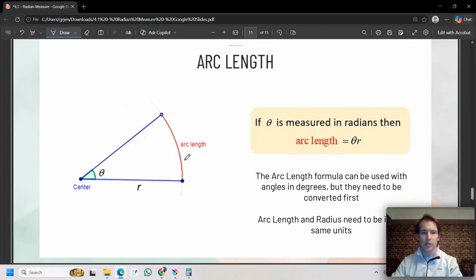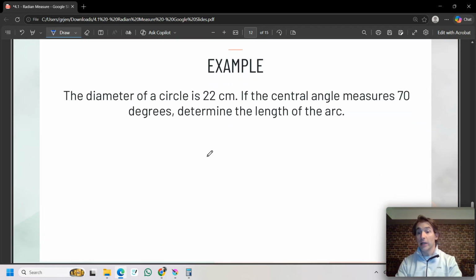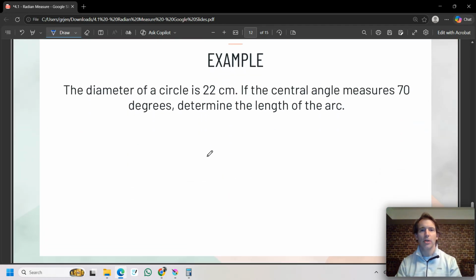Okay, arc length. So we can use radians to calculate the arc length very simply. The formula is just, you take the angle in radians and multiply it by the radius. It equals the arc length. That's how radians do. Okay, so we know that.